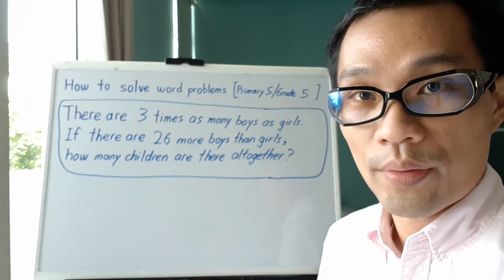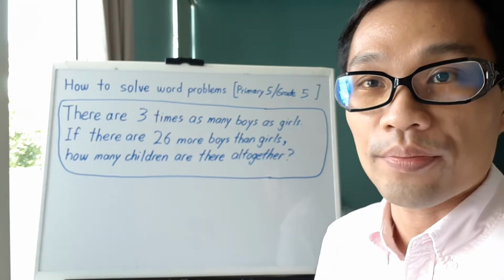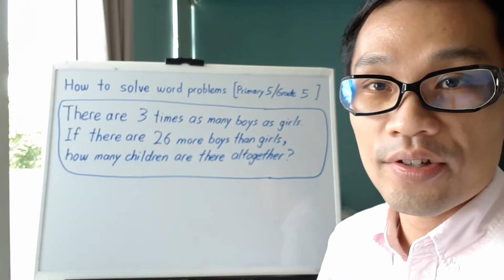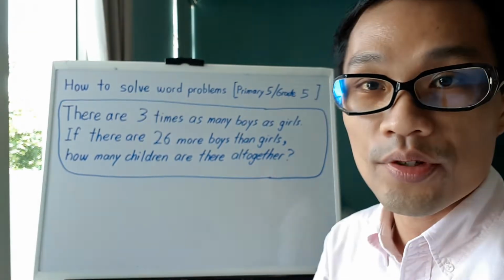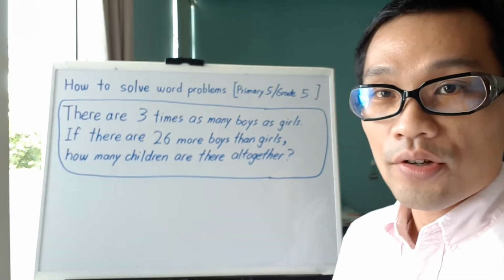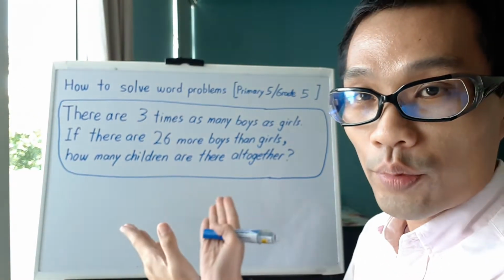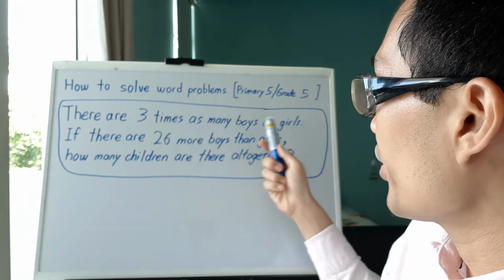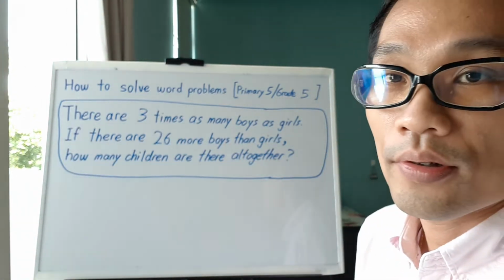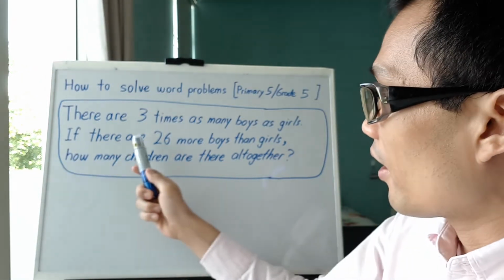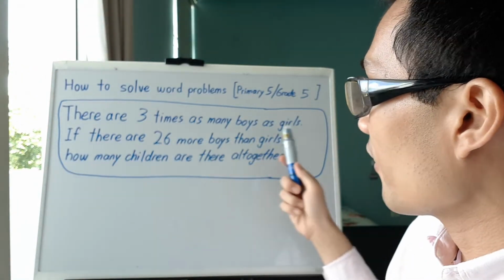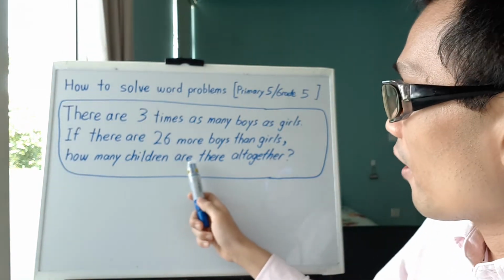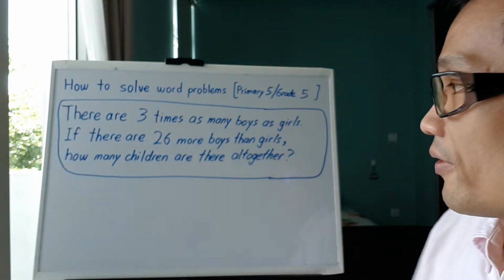How do you solve a primary 5 or grade 5 word problem? Today I'm going to show you how with very simple and easy to use problem solving steps. So first of all, we read the word problem over here. There are 3 times as many boys as girls. If there are 26 more boys than girls, how many children are there altogether?